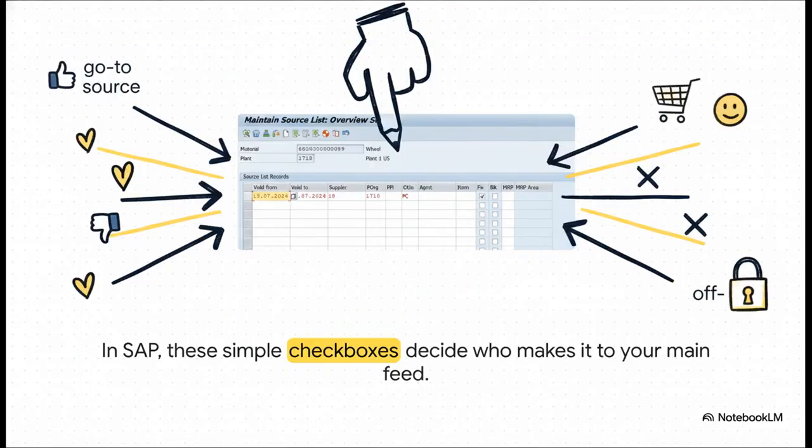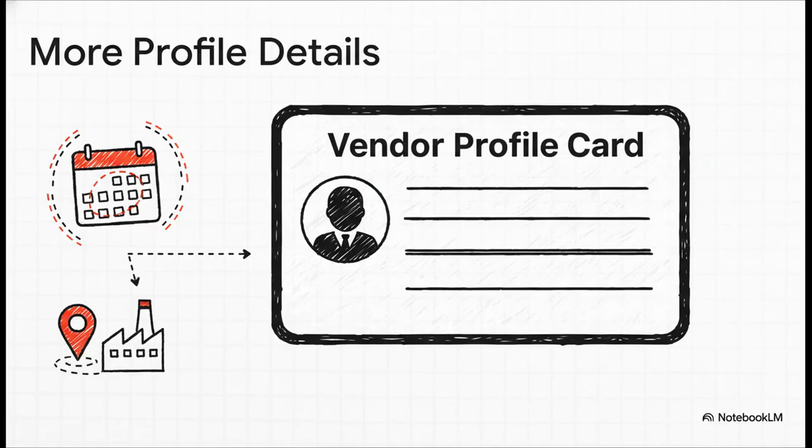And here's what it actually looks like inside SAP. I know, it might seem a little intimidating, but it all comes down to these two tiny little checkboxes, fix and block for block. That's it. That's the control center. A single click right there decides if a supplier is your go-to source or if they're totally off limits.